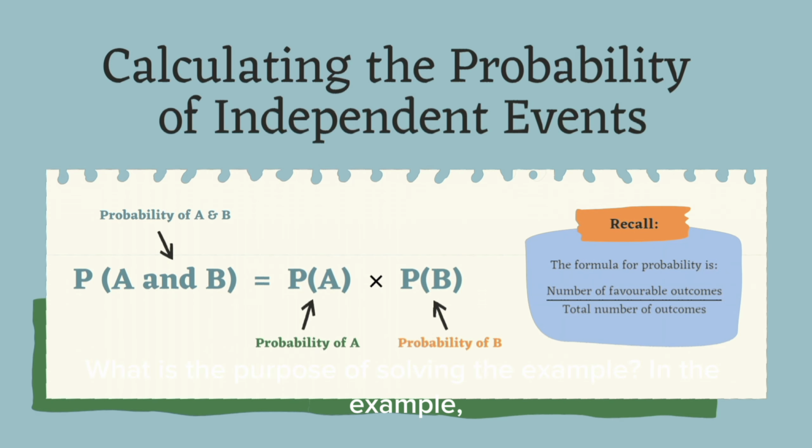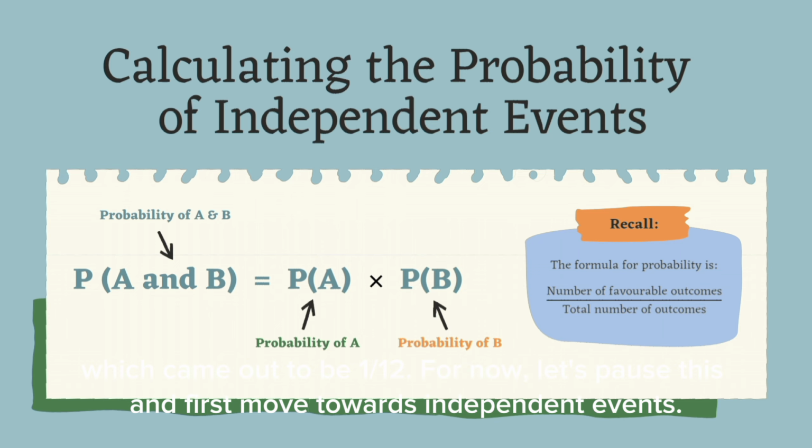What is the purpose of solving the example? In the example, we were given some events, and then we directly found the probability, which came out to be 1/12. For now, let's pause this and first move towards independent events.